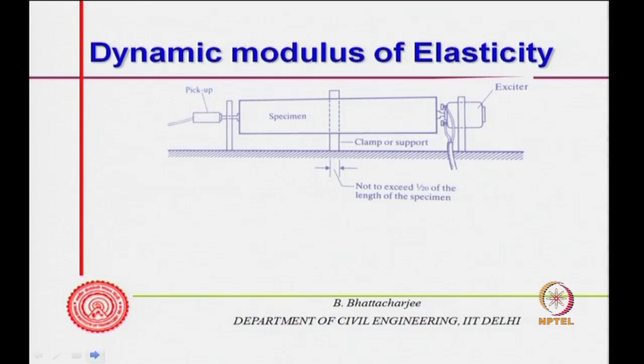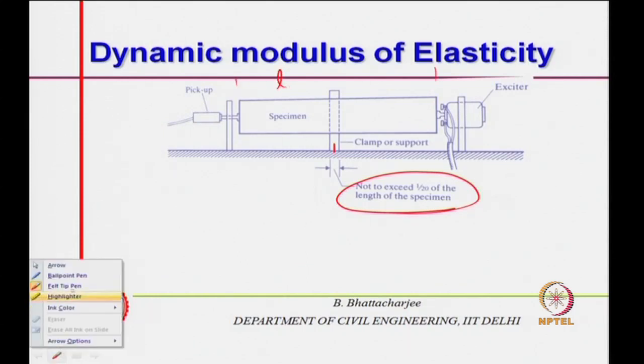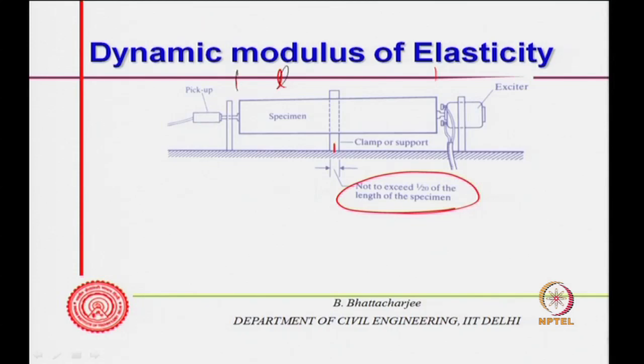Dynamic modulus of elasticity is determined in this perspective view of the diagram that you see. You have a clamped support which should not exceed 1/20 of the length of the specimen. This is L, the length of the specimen, and this should be less than L by 20. There is a clamp of the support. The specimen, generally of rectangular cross section, you clamp somewhere in between like this, and then you have an exciter.